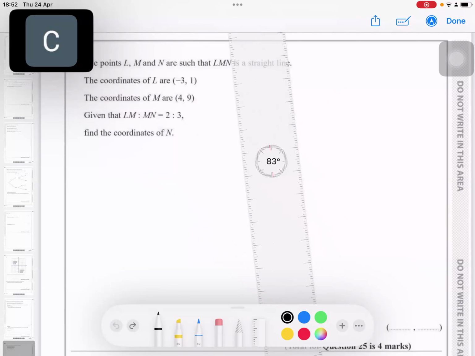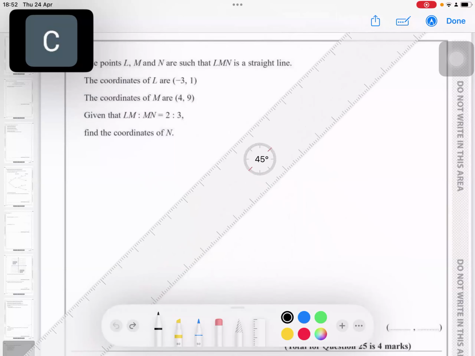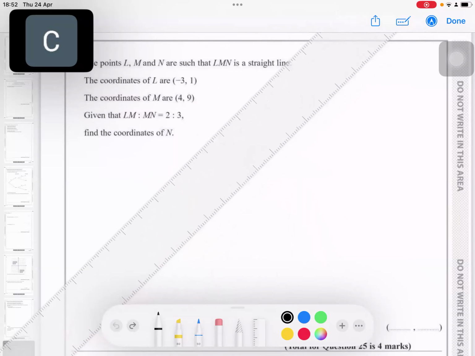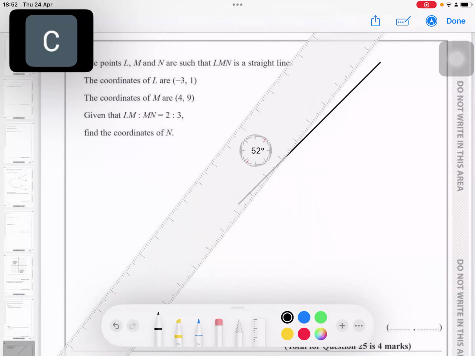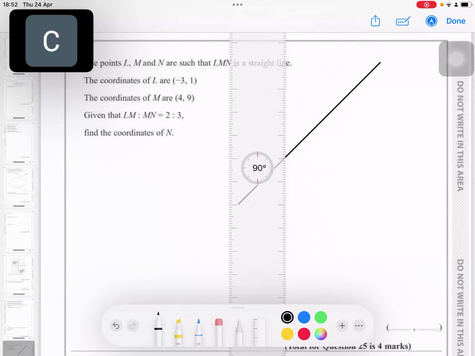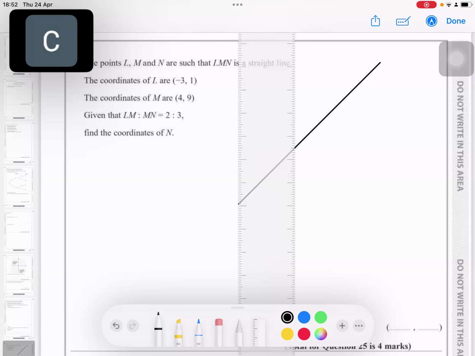Okay, so it says the coordinates of L are -3, 1. So -3, 1 means that the x-coordinate of L is -3, and the y-coordinate of L is 1. Okay.